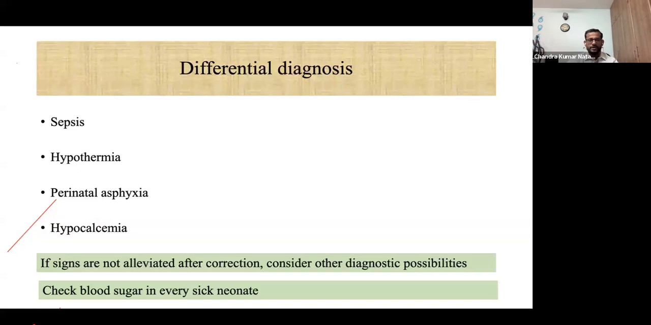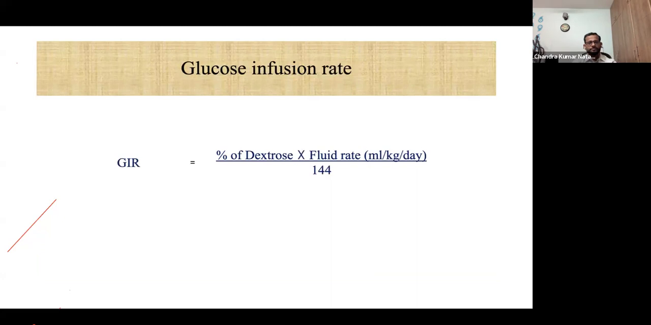Right. So if signs are not alleviated after correction, so you have suspected hypoglycemia. If for some reason you were not able to measure the blood glucose levels, and you have given 2 ml per kg of dextrose and the symptoms are not improving, you can always consider other diagnostic possibilities. But nowadays, everywhere we have access to point of care blood sugar measurement. So it is not a problem. Whenever you suspect hypoglycemia and the blood sugar levels are normal, you can always consider the alternate diagnosis.